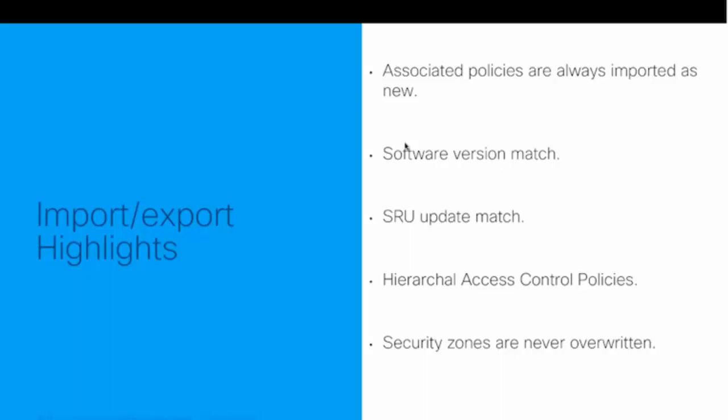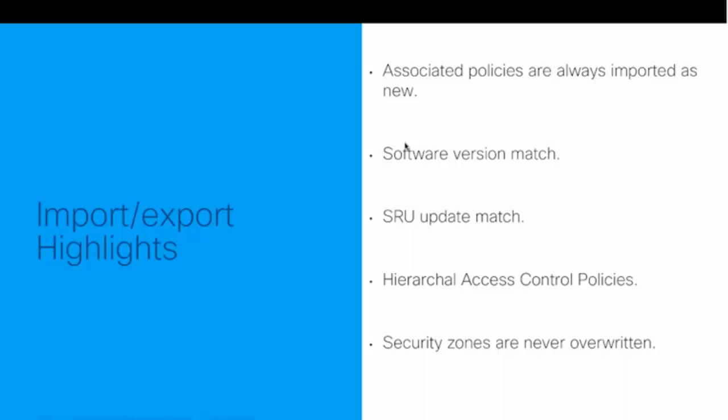Also, we have to be careful about the software version. The device from which the configuration has been exported should be running the same software version as the device on which we are trying to import the access control policy. If there is a software mismatch between the two devices, then the policy import will fail. Also, if the access control policy we are trying to import contains any associated intrusion policy, then the SRU rule update should also match on both devices.